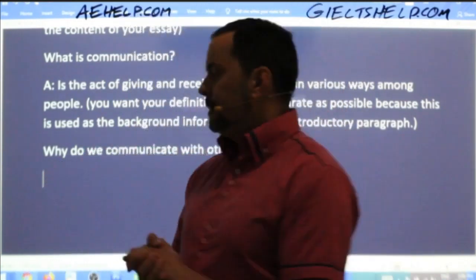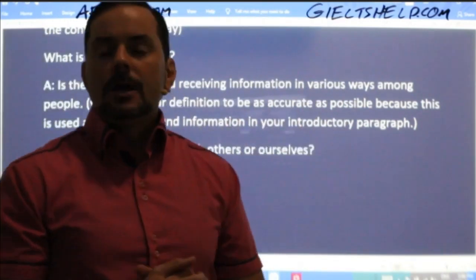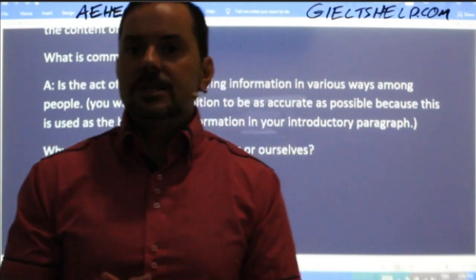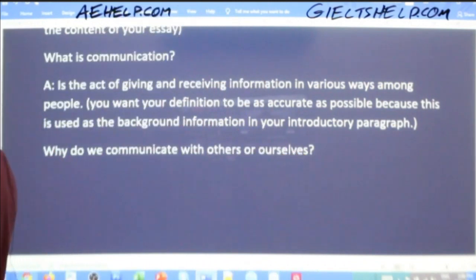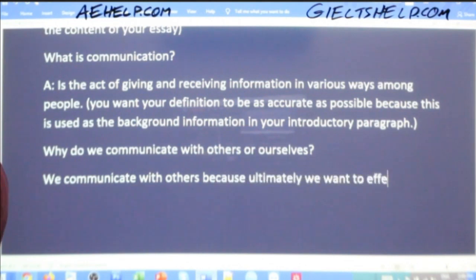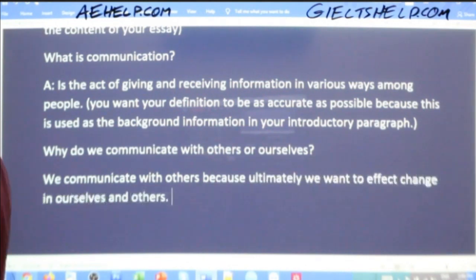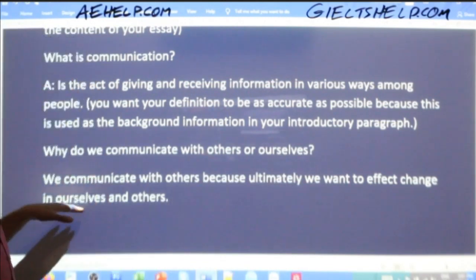Okay. I would say that if we keep going down this little rabbit hole, then the reason why is because I want to affect change. Okay. So we communicate with each other because ultimately we want to affect change in ourselves and in others.